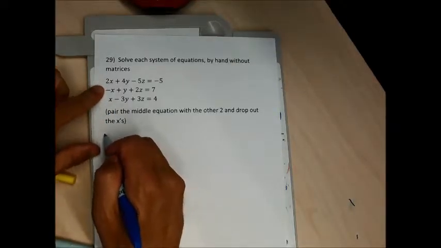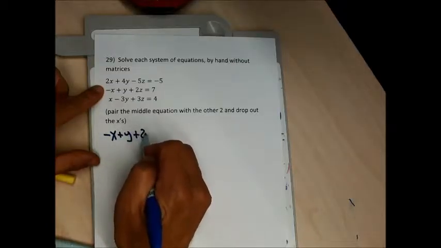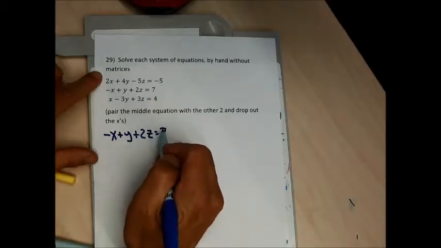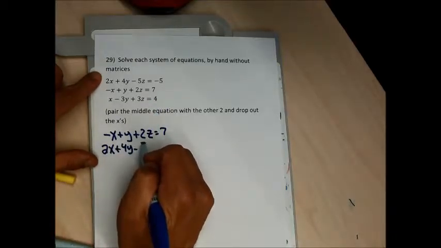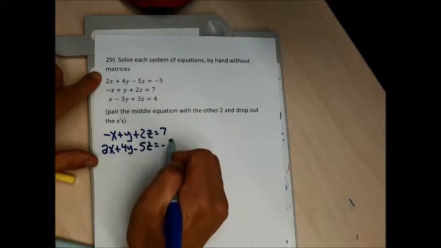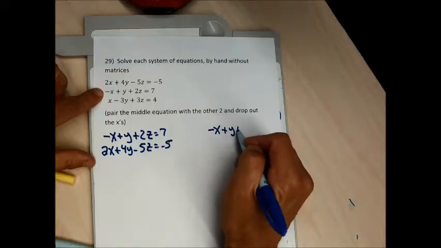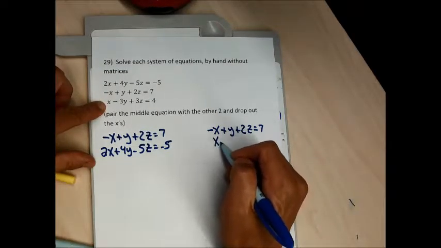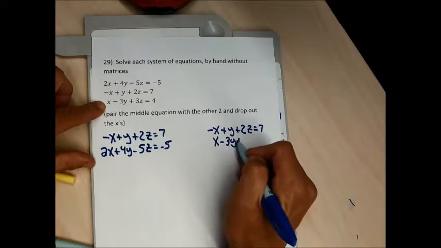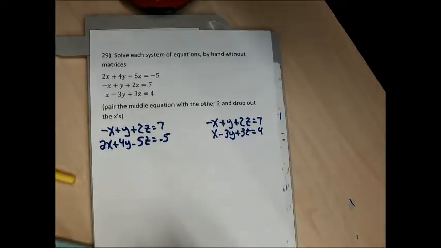So I'm going to take the middle equation, negative x plus y plus 2z equal to 7, pair it with the top equation, 2x plus 4y minus 5z equals negative 5, and take the middle equation, negative x plus y plus 2z equal to 7, pair it with the bottom equation, x minus 3y plus 3z equal to 4. I'm going to need to do the elimination method 3 times. This is 2 of the 3.